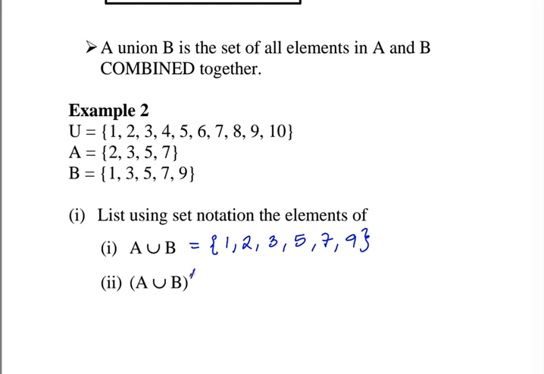Now let us list the elements of A union B complement. A union B complement would be the set of all elements in the universal set which are not in A union B. So when you hear complement, you can think not in. So A union B complement could be interpreted as not in A union B. So the elements which are not in A union B are 4, 6, 8, and 10. All right. Let's go a little further.